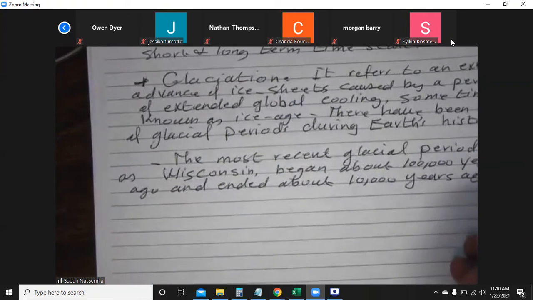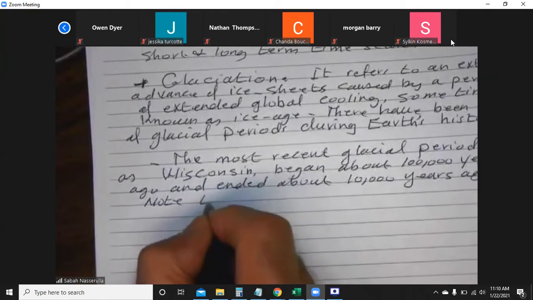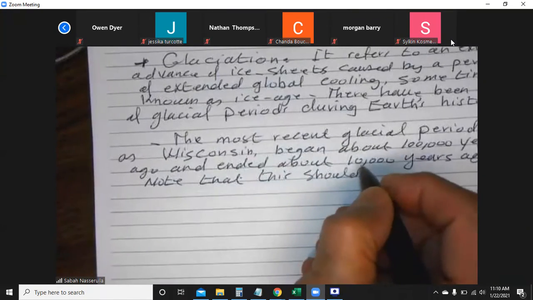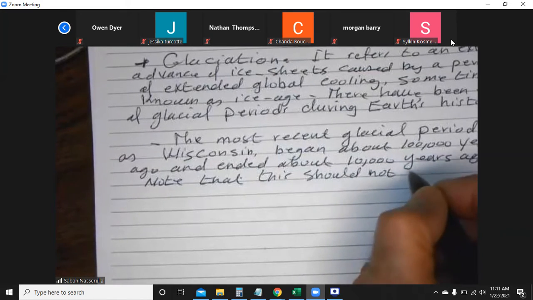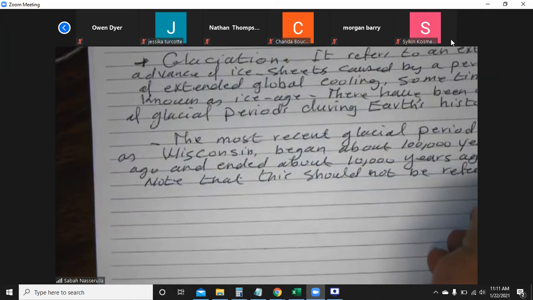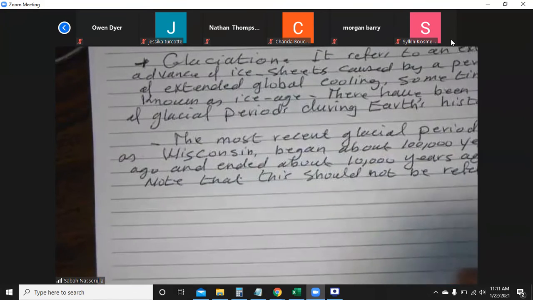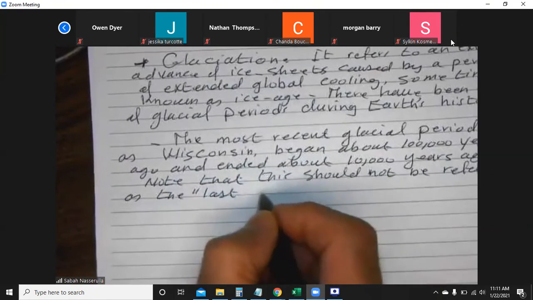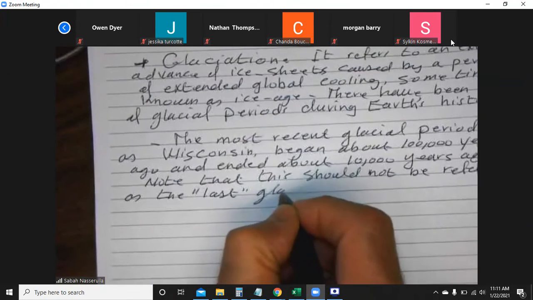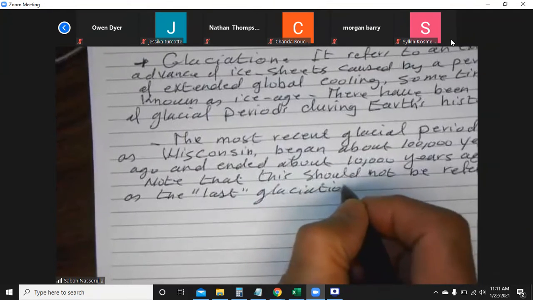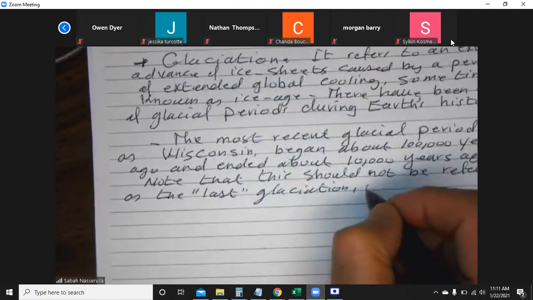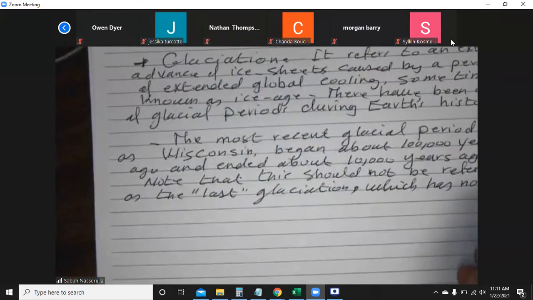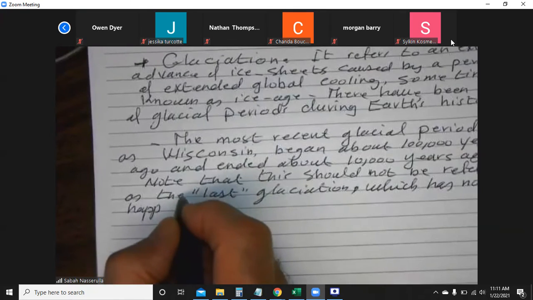Note that this should not be referred to as the last glaciation period, which has simply not yet happened.